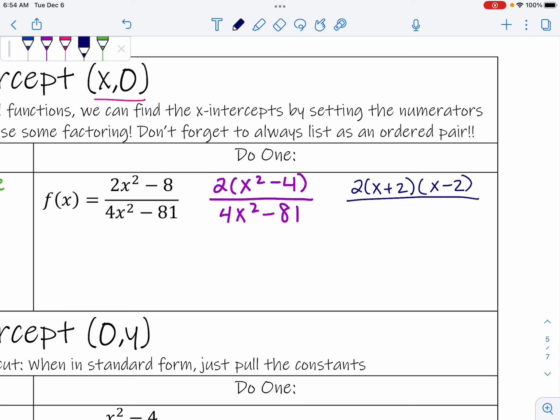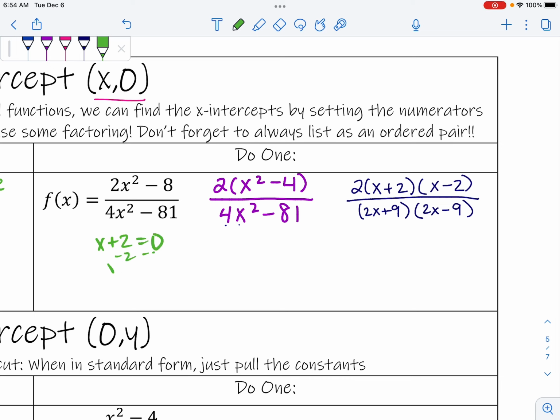And then in the denominator, 4x² - 81, again, that's also a difference of two squares. The square root of 4x² is 2x. One plus, one minus. The square root of 81 is 9. Now for this example, nothing cancels. So both of the factors in the numerator are x-intercepts. You can have more than one.